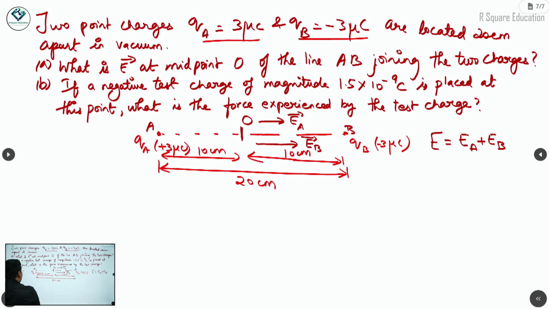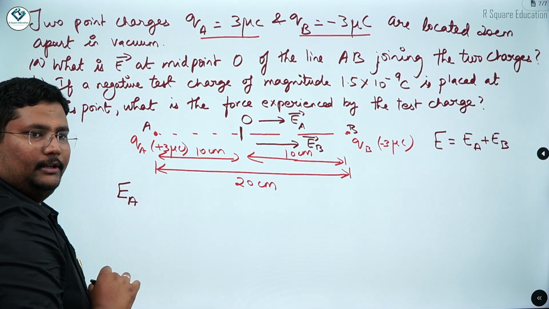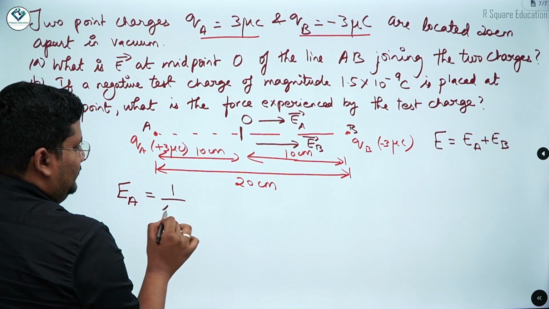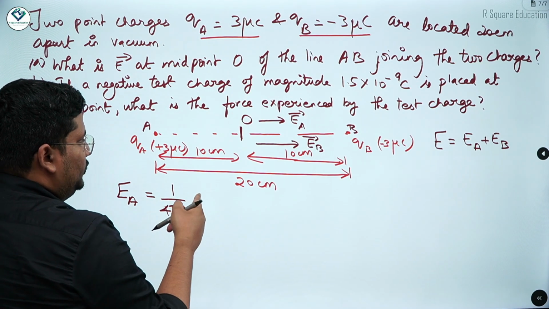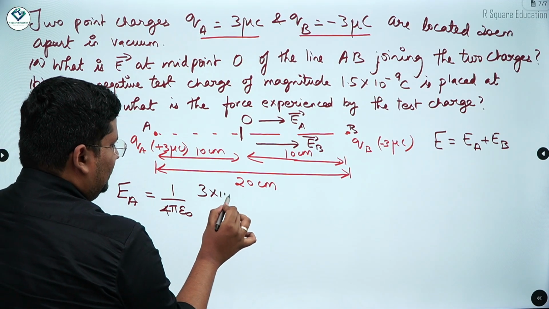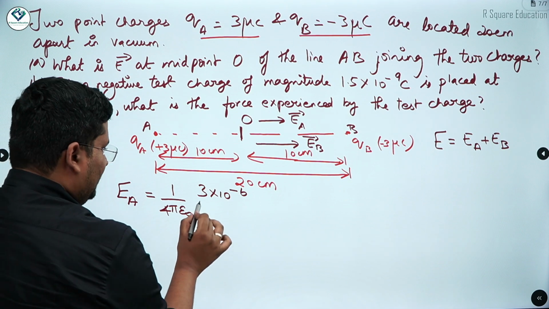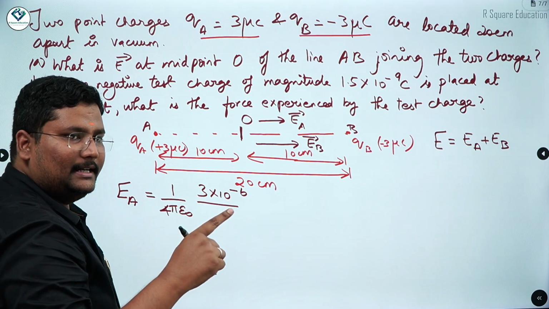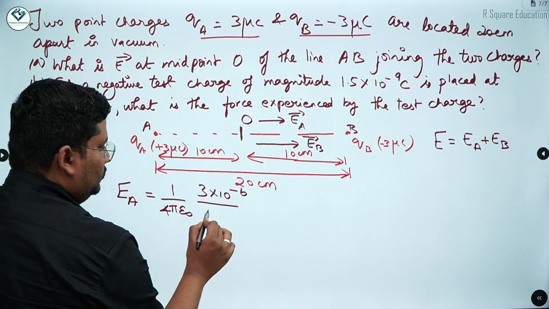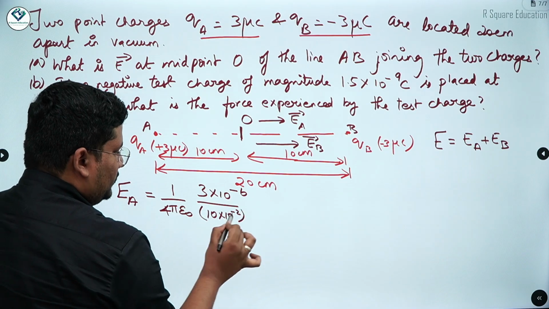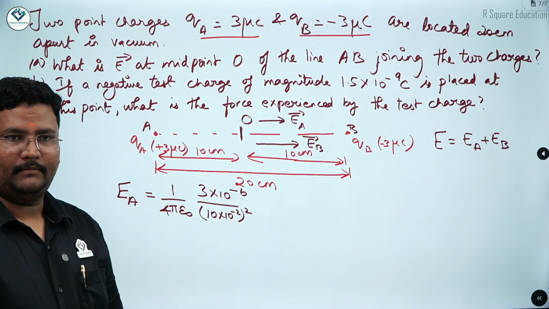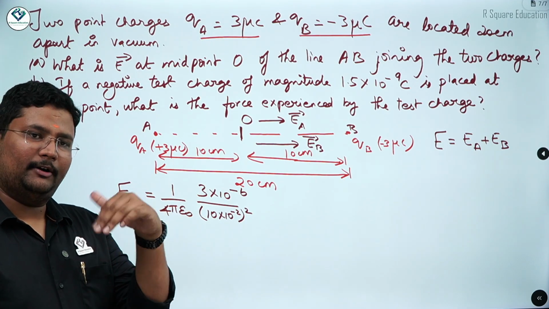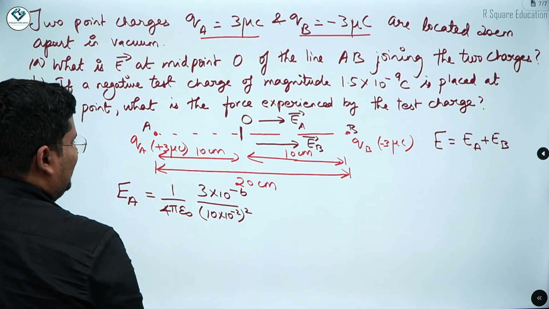Okay, now what is EA? The electric field due to charge A at O is going to be 1 by 4 pi epsilon naught, Q is 3 into 10 power minus 6, divided by OA square, which is going to be 10 centimeter, no? So 10 centimeter to meters you have to convert. So 10 into 10 power minus 2 whole square. Yes or no? Because centimeter you have to convert it into meters. So what you will do? You have to multiply it with 10 power minus 2. Right, okay.